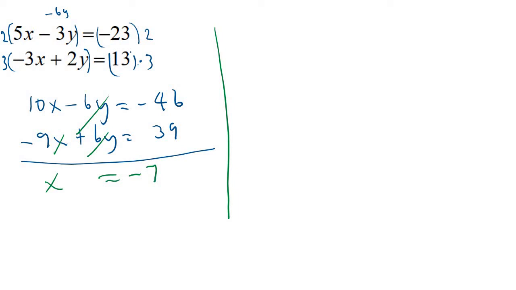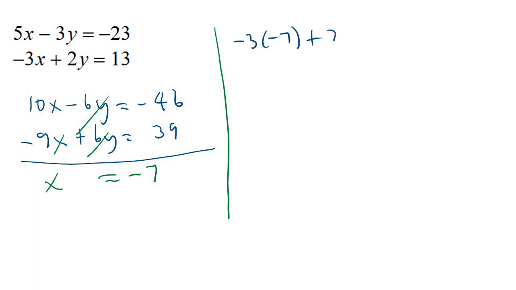And now I can plug this into one of the equations. So let's remove all this multiplication thing. I want to use the second one. You could use any one really, it doesn't matter. So I want to plug in -7 for x. So -3 times -7 plus 2y equals 13. 21 plus 2y equals 13.